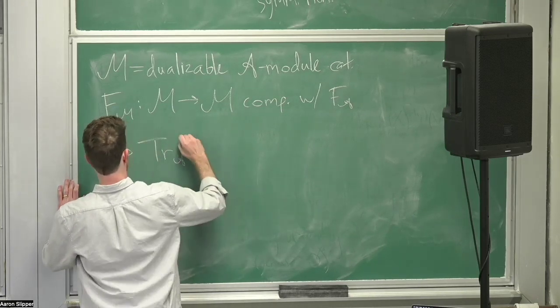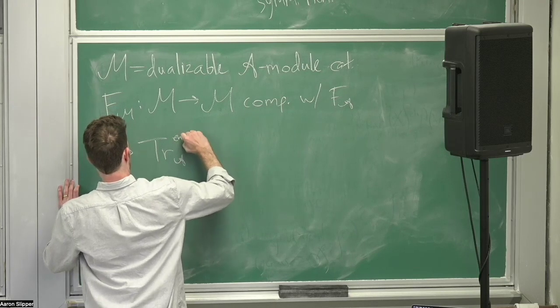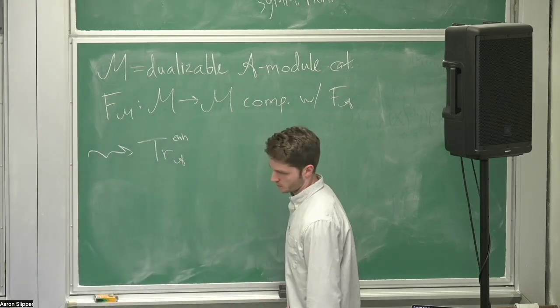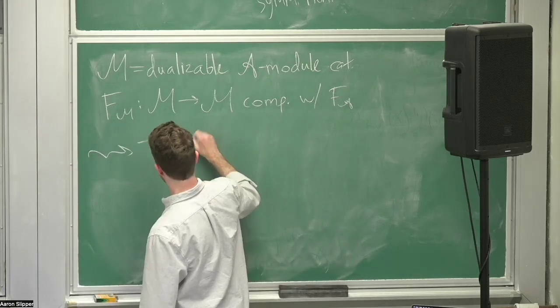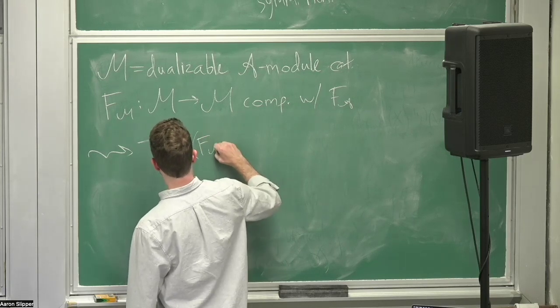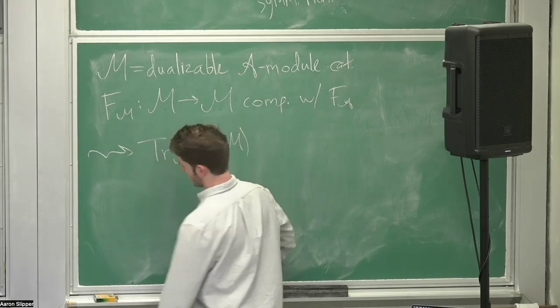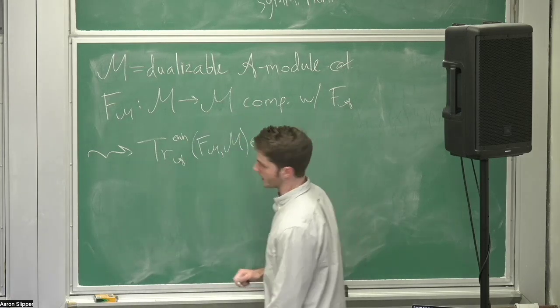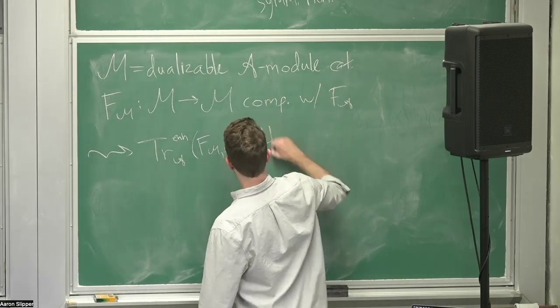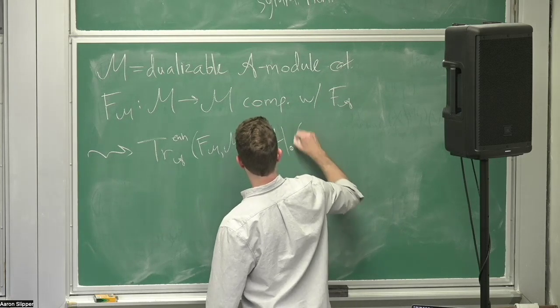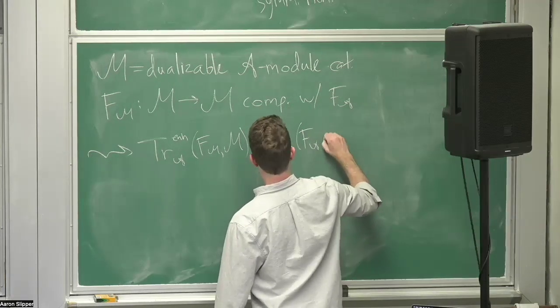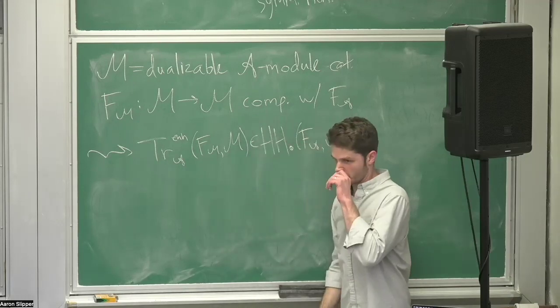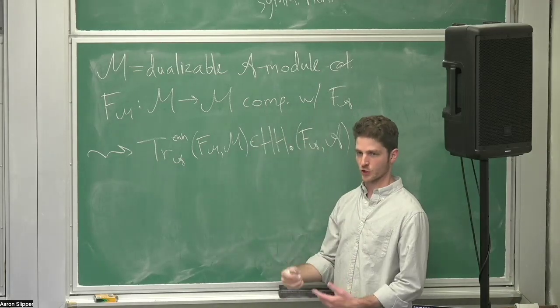Here's the notation: the enhanced trace with respect to A, and F is also in the background here, of M twisted by F_M. And what is it? It's going to be an object of this category of topological chains. So this is what this abstract nonsense buys you.